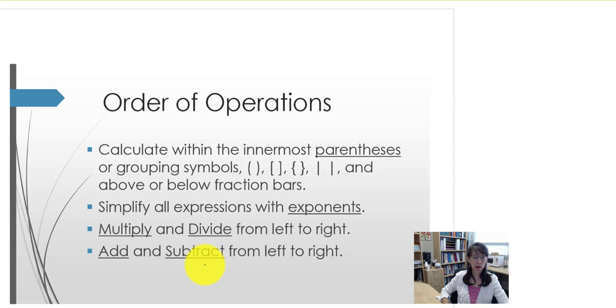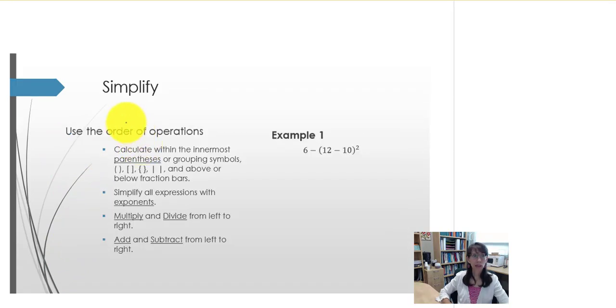So you've probably heard about the acronym PEMDAS. We have P for the parentheses and other grouping symbols, E for exponents, M and D for multiply and divide, and finally A and S for add and subtract. So now you know where PEMDAS comes from. Let's take a look at our first example and we'll apply the order of operations.